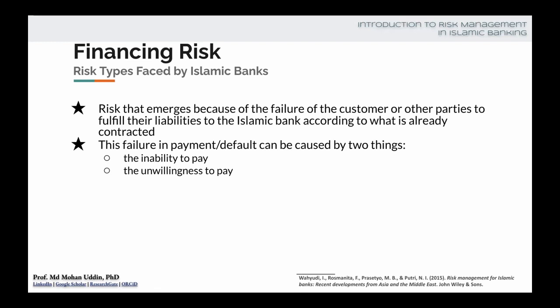And the same applies for the second one, unwillingness to pay. So unwillingness can also have two dimensions. One is unwillingness to pay the full amount. That means they are paying only a partial amount. And another one is unwillingness to pay in due time. So maybe they are paying late, or they are not paying at all. So these are the things that can result in some kind of loss for the Islamic bank. If the Islamic bank has that kind of loss due to this kind of event, then we can say that this is due to the financing risk.